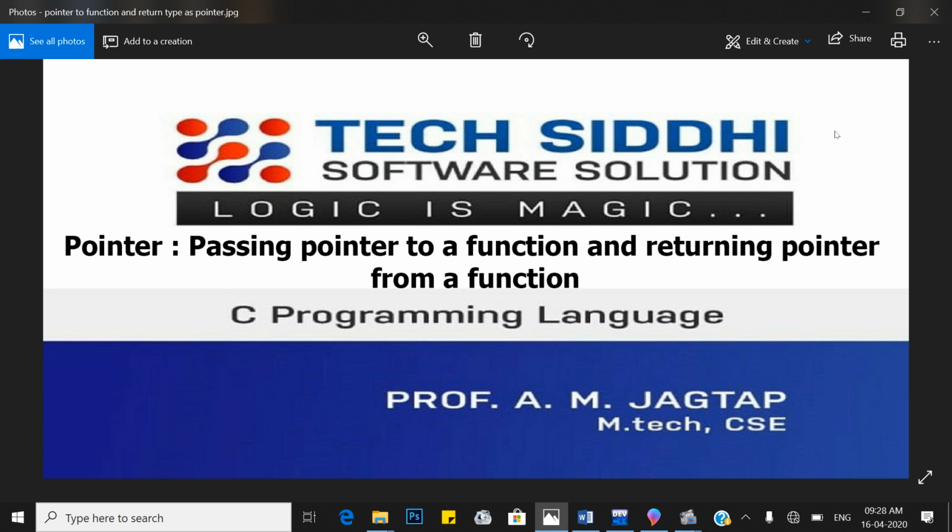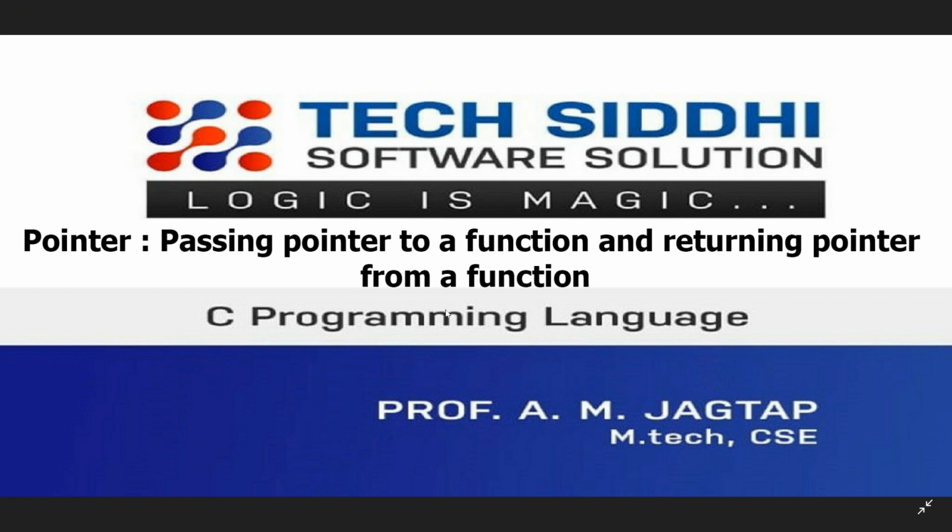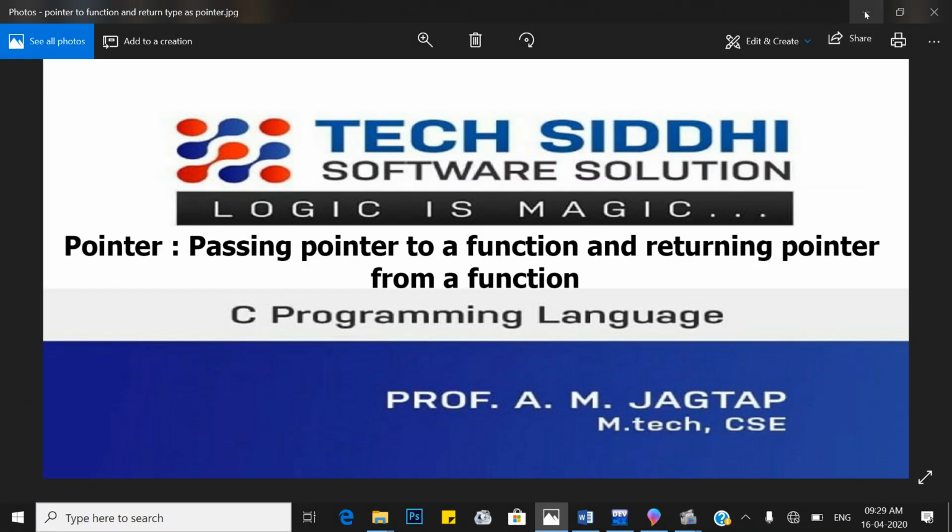Today we will see, in the pointer chapter, passing pointer to a function and returning pointer from the function. This is our today's agenda. That means function having return type as a pointer, as well as we have to pass argument to the function as a pointer itself. So let's start our program.